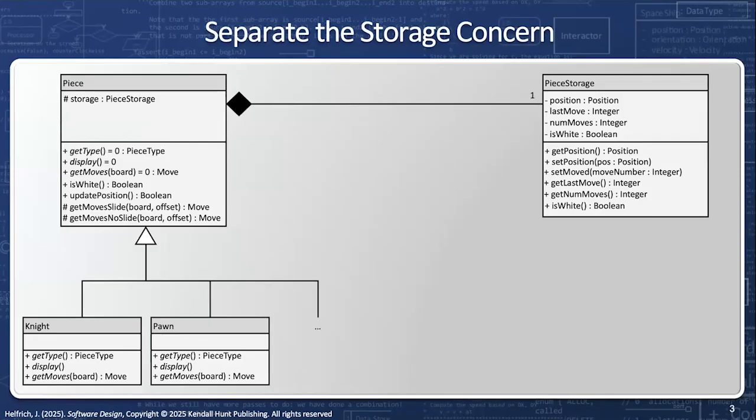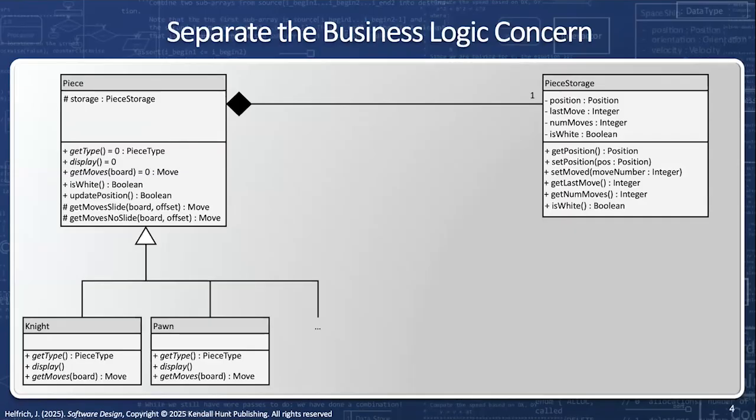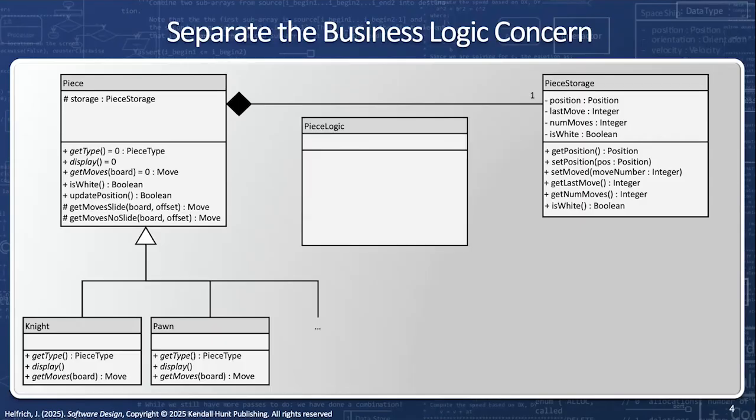Now that I've finished separating the storage concern, the next step is to separate the business logic concern. The business logic for the piece is how it moves. And so notice in my piece class, I have my get moves, and then I have my helper functions get moves slide and get moves no slide. What I want to do is move these to a business logic concern. The first step, I'm going to create a piece logic class all by itself, and I can add this, of course, without any problems. Then I want to have a pointer to storage.